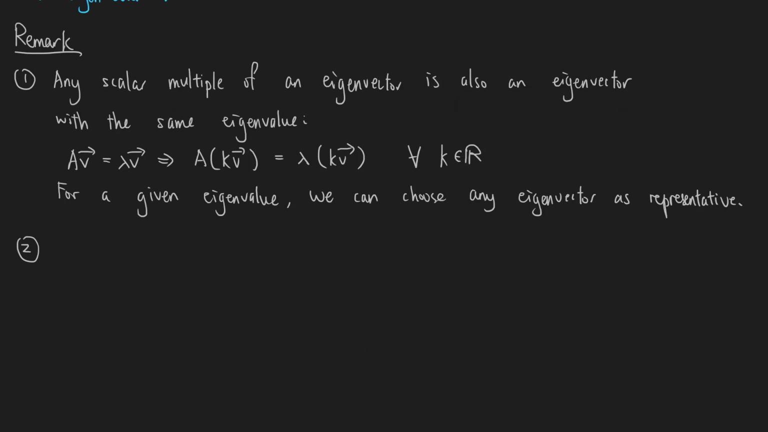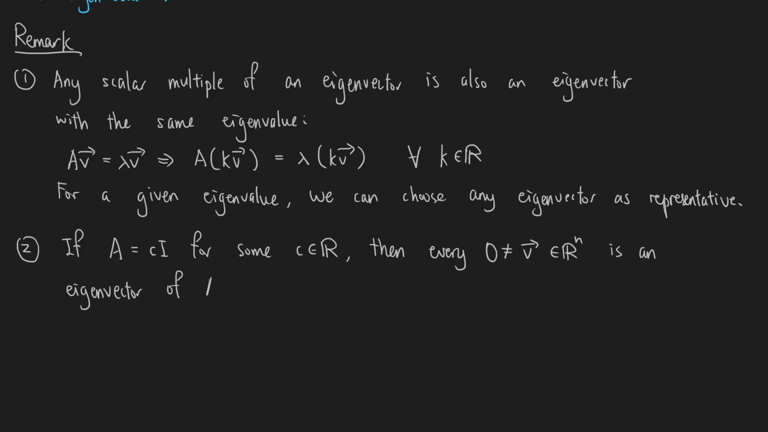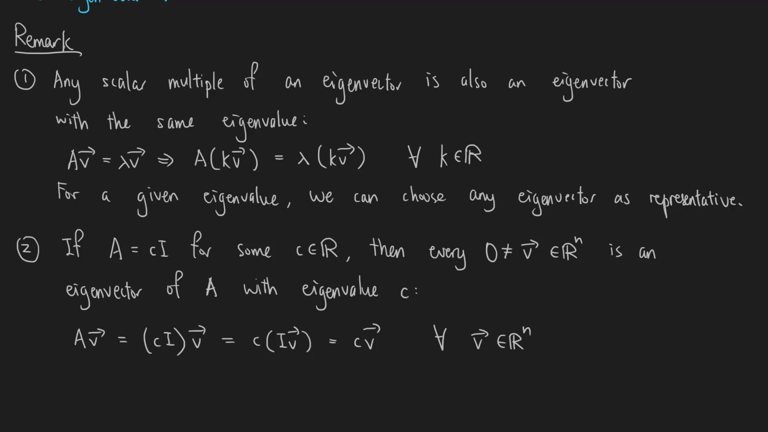The second point is that if A equals C times I for some real number C, then every non-zero vector V in R to the n is an eigenvector of A with eigenvalue C. Indeed, A times V equals bracket C times I times V, which equals C times bracket I times V, which equals C times V, for all V in R to the n.